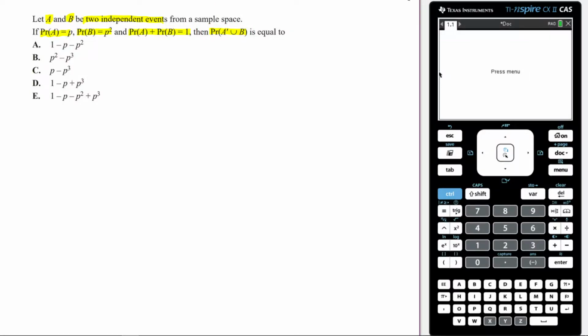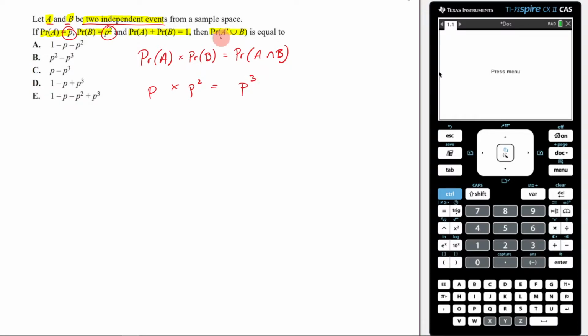First things first, what are we told? We're told that A and B are two independent events. That means we know that the probability of A times the probability of B is going to be equal to their intersection. That's really important that you just know that that's a principle about independent events. Now, we've been told what the probability of A is. It's P. We've been told what the probability of B is. It's P squared. That means to find the intersection, it's just going to be P cubed. Perfect.